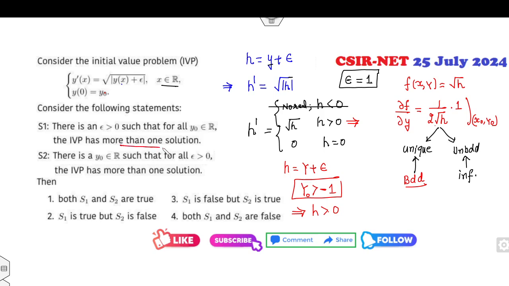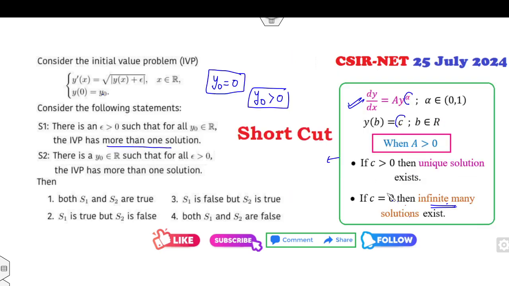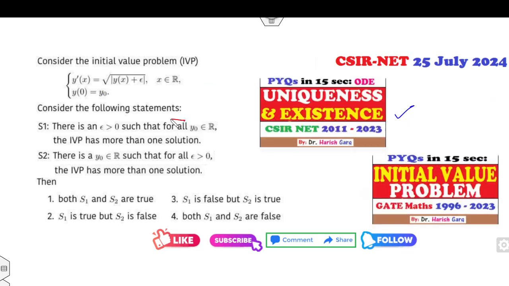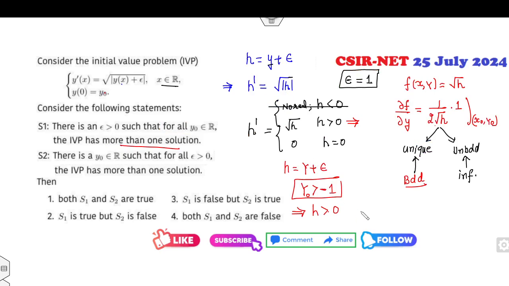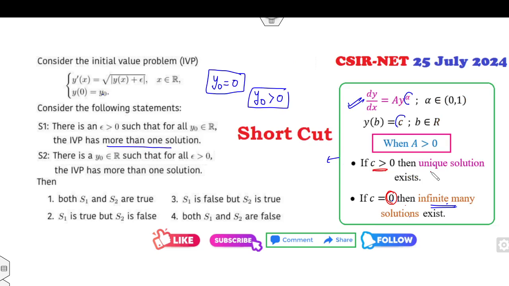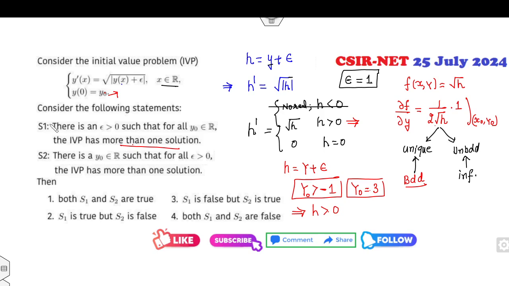However, remember that more than one solution, that is infinite solutions, occurs only when you get 0. But remember, he said for all y naught. Fine. So once he said for all y naught, you can choose any y naught. Let's say y naught is my 3. When y naught is 3, then it satisfies this property, then it is a unique solution. So more than one solution always is not the correct answer.